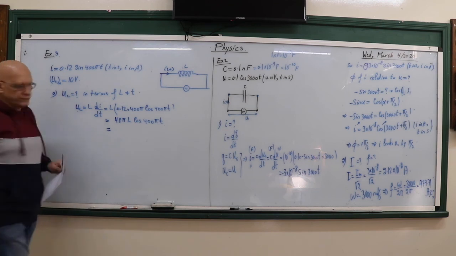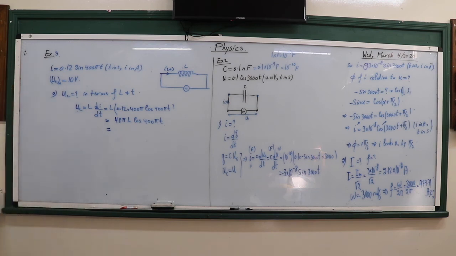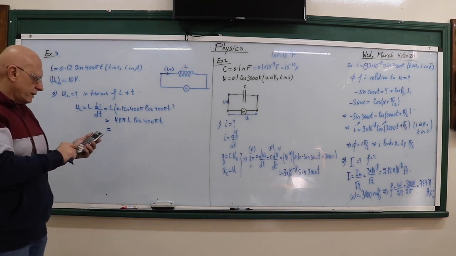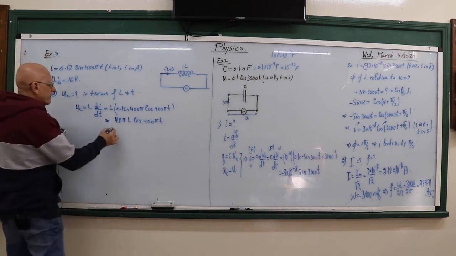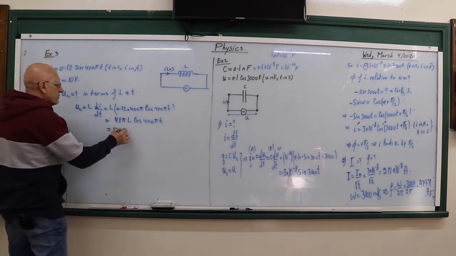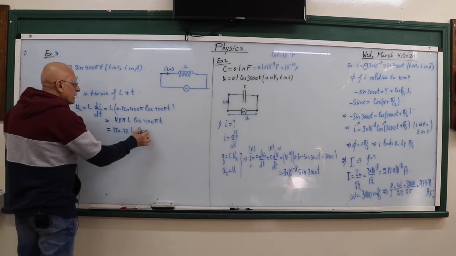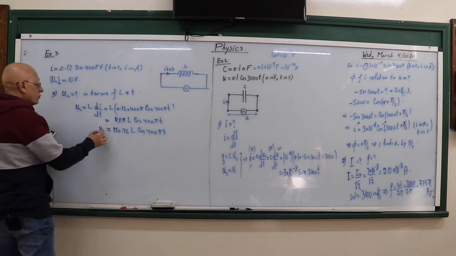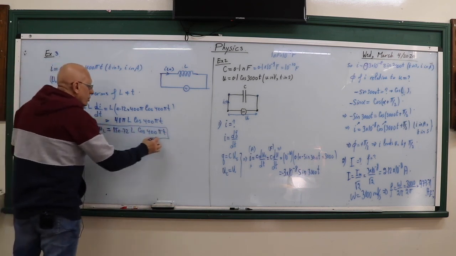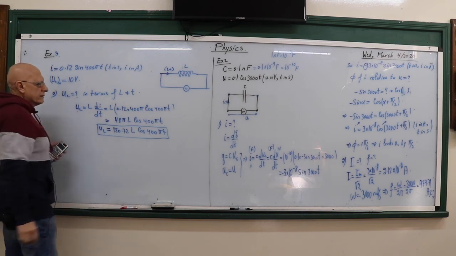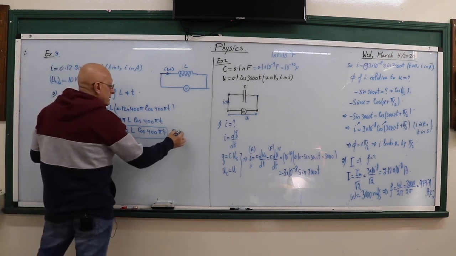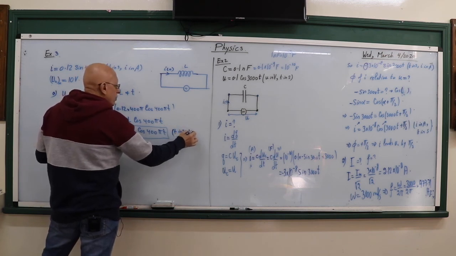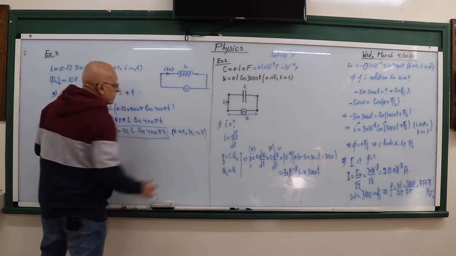Which gives 48 times 3.14 equals 150.72 L cosine 400 pi t. This is UL in terms of L and t. Okay? t in second, UL in volt.